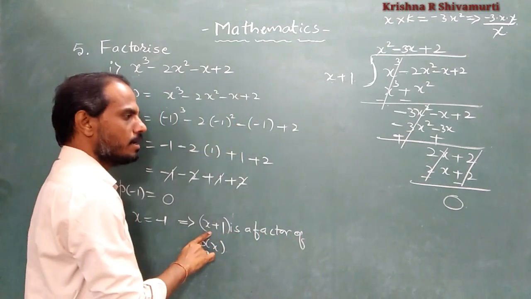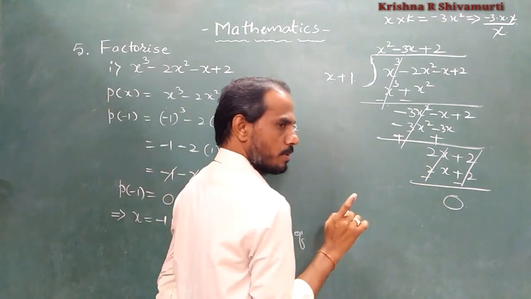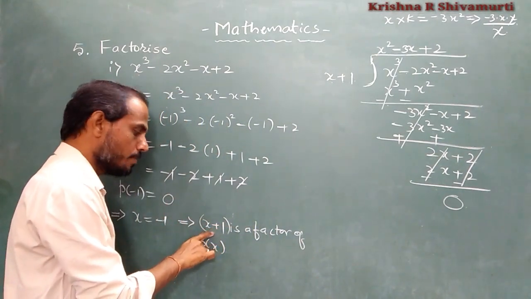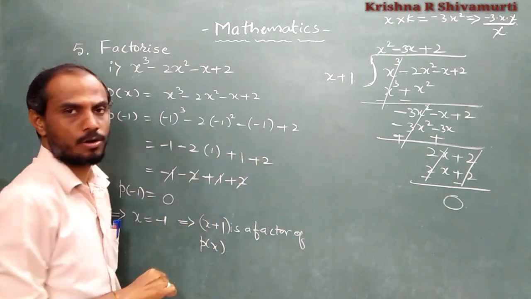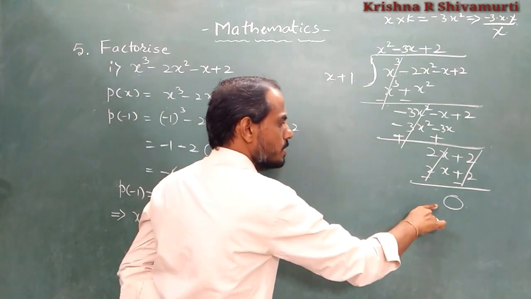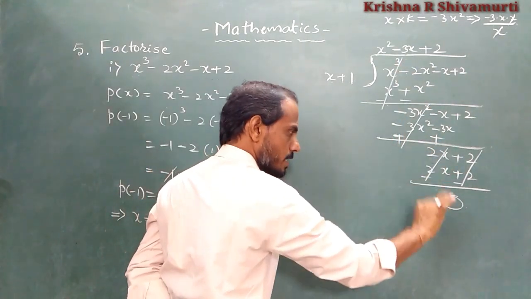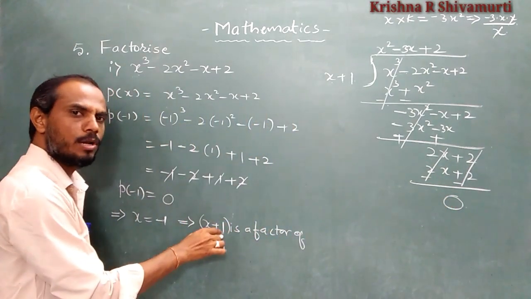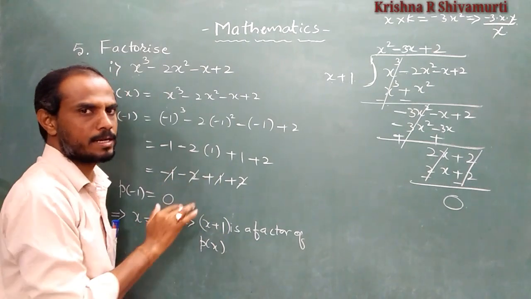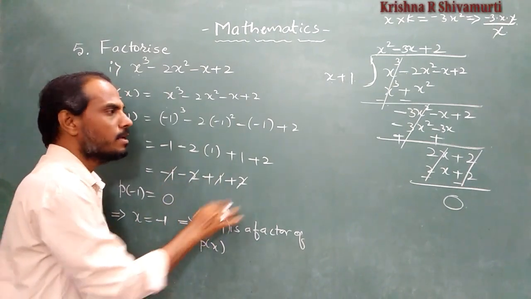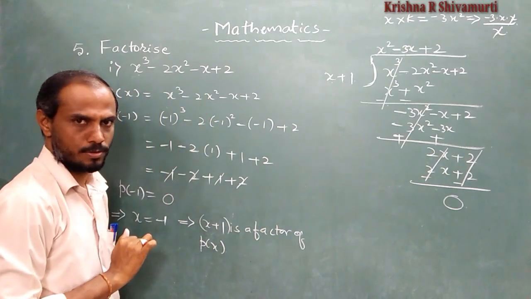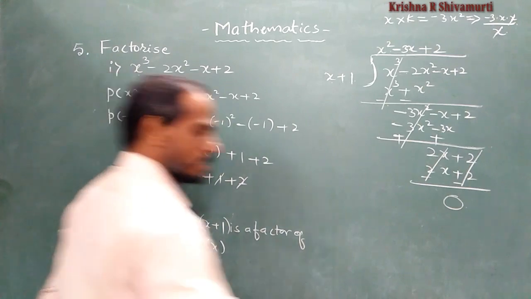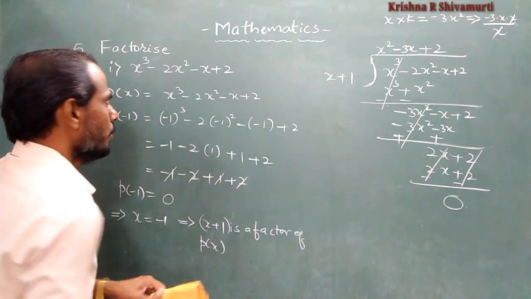Always, if it is a factor, the remainder always gives 0. Then you should decide whether the factor you considered is right or wrong. If the remainder is not 0, either you did the simplification wrong or the factor you considered is not a perfect factor of the polynomial. If it is not a factor, then the remainder will not be 0. This is the quotient that is obtained. Students, next step.